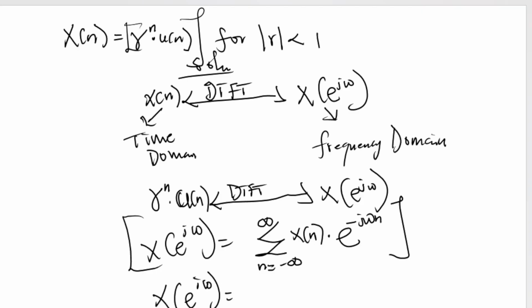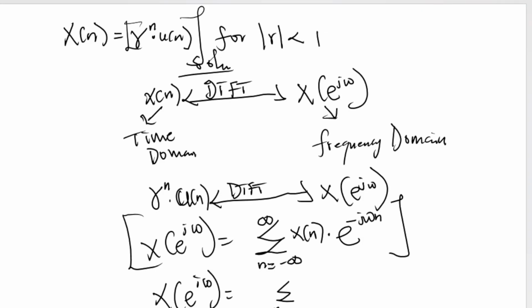So you have your new frequency domain equation: X of e^(jω) equals the sum from n equals minus infinity to infinity of r raised to the power of n multiplied by u of n, multiplied by e^(-jωn). Your equation still remains the same, but the only difference is that in place of x of n, we are representing x of n with the new signal that was given to us, which is r raised to the power of n multiplied by u of n.